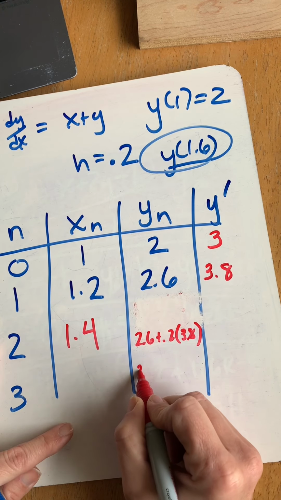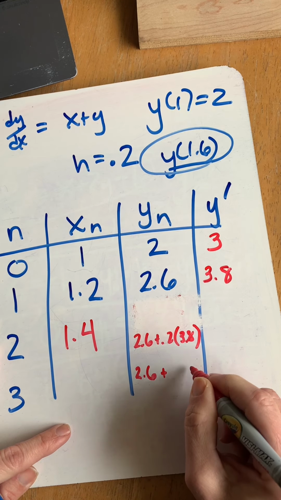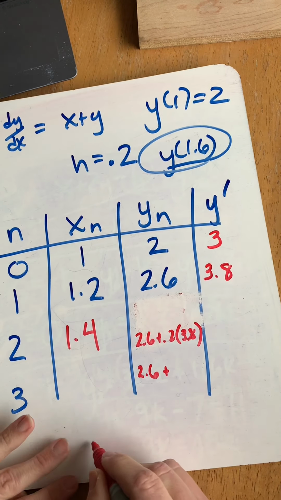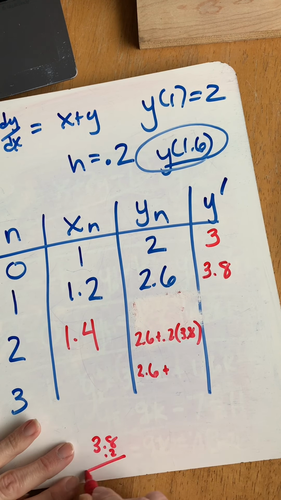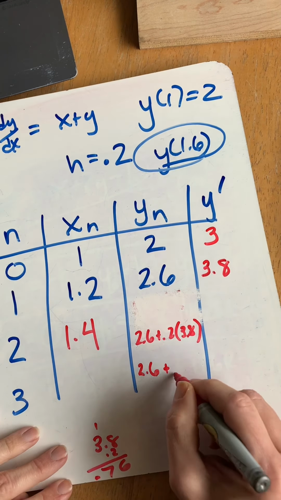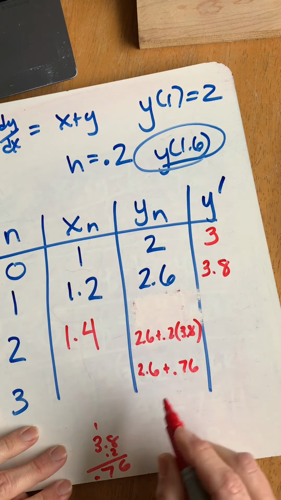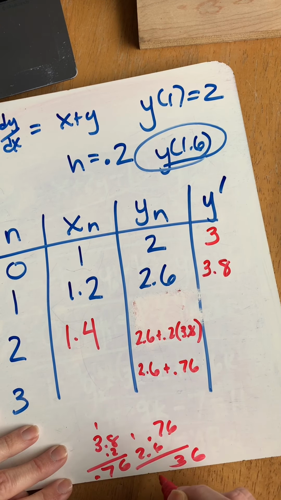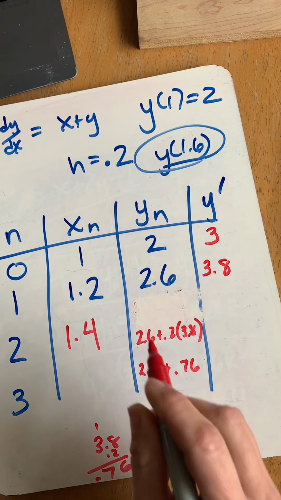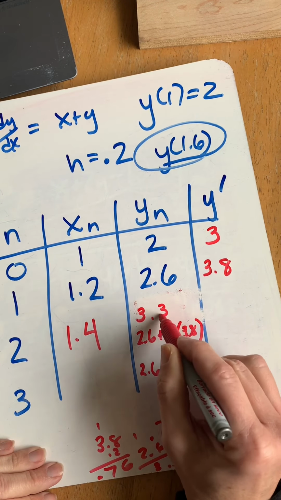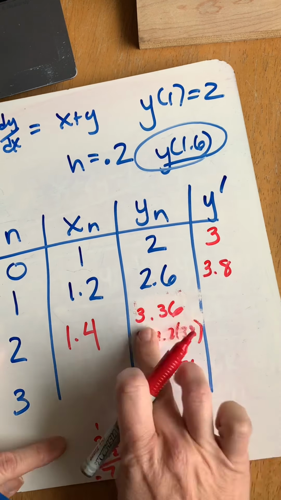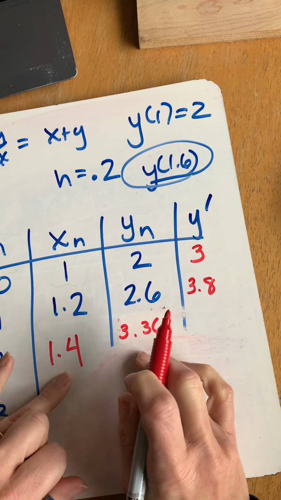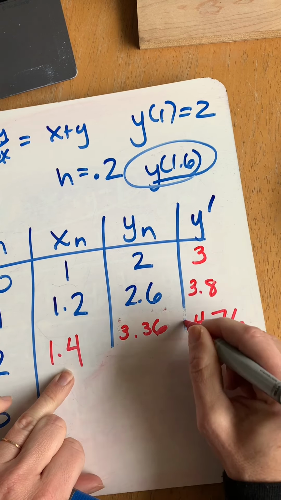Oh gosh, 2.6 plus, do I have a calculator in hand? No, I don't. I know that this, like my brain, seriously, I just can't. 0.76. So this is going to be 2.66. 3.36? I don't know, maybe. It'll probably tell me I'm wrong. The y is going to be these two added up, so 4.76.